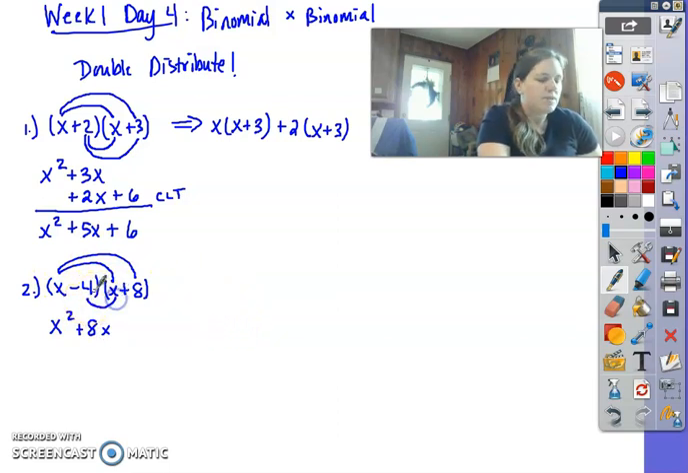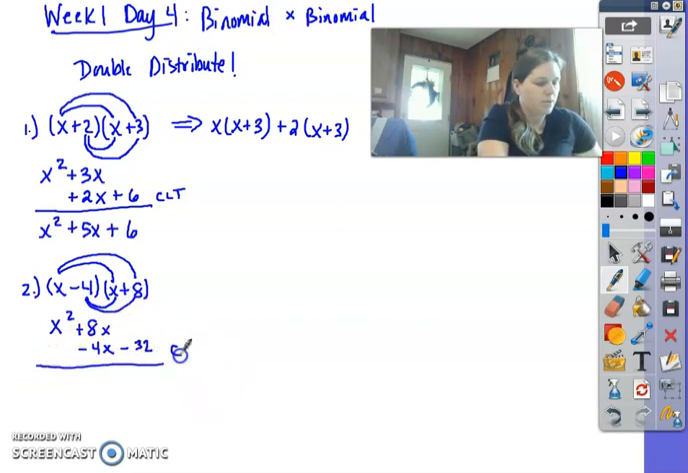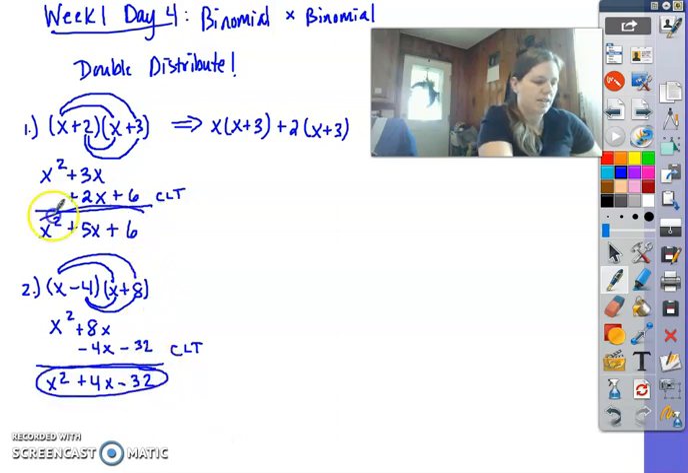Bottom loops from the second term. This is not just a 4. Do you see the sign right in front of it? So it's a negative 4 times x. Again, I'll put it underneath the 8x since it's like terms. And then negative 4 times 8 leaves me with negative 32. At this point, you go to combine like terms. X squared has no partner, so he just drops down. 8x minus 4x. And then minus 32 has no partner, so there's your final solution.